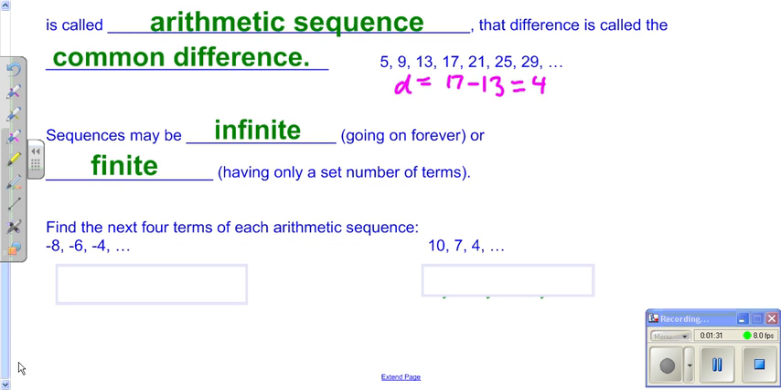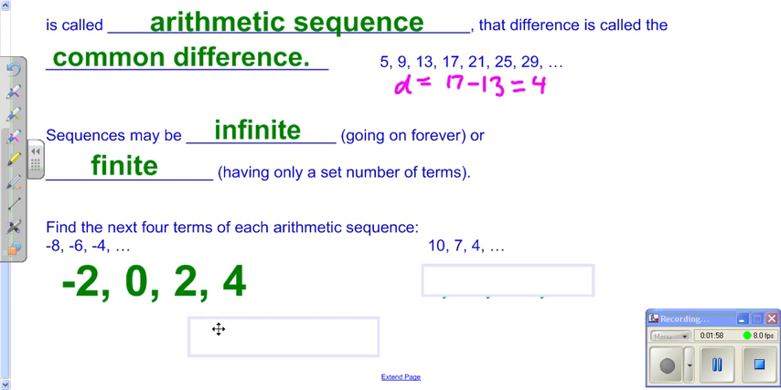So let's go ahead and list the next 4 terms for these arithmetic sequences. You'll notice you go from -8 to -6, you have to go up by 2. From -6 to -4, you go up by 2. In other words, we're adding 2 each time. That would be our common difference. So we add 2 again, get -2. Add 2 again, we get 0. Add 2 again, we get 2. Add 2 again, we get 4.